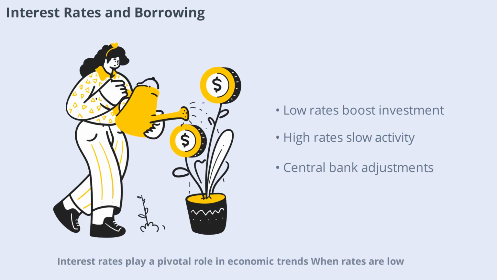Interest rates play a pivotal role in economic trends. When rates are low, borrowing becomes cheaper, encouraging businesses and consumers to invest and spend. High interest rates, on the other hand, can slow down economic activity by making loans more expensive. Central banks adjust interest rates to manage inflation and stimulate growth. Monitoring interest rate trends helps us understand the cost of borrowing and its impact on the economy.